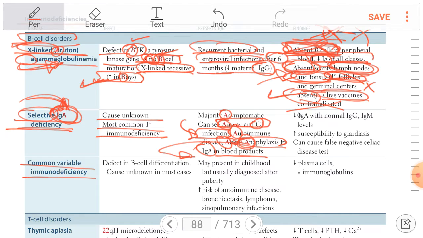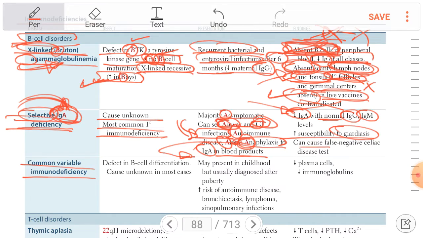Immunoglobulin A is the only one that will decrease, with normal immunoglobulin G, normal immunoglobulin M, normal others. This leads to increased susceptibility to infections in the GI tract and airway, because these mucosal surfaces are covered with immunoglobulin A. So if there is no immunoglobulin A, the mucosal surfaces of the airway and GI tract will be susceptible to infections, with increased susceptibility to giardiasis.